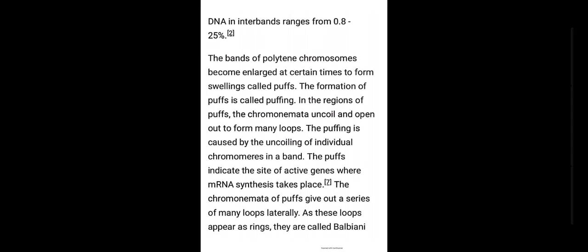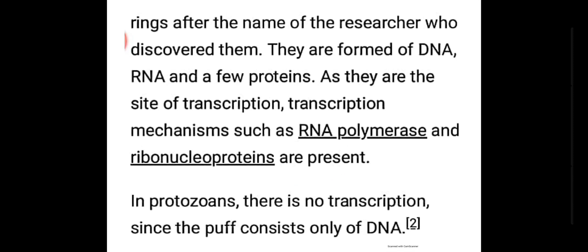The bands of polytene chromosome become enlarged at certain times to form swellings called puffs. The formation of a puff is called puffing. In the regions of puffs, the chromonemata uncoil and open out to form many loops. The puffing is caused by the uncoiling of individual chromomeres in a band. The puff indicates the site of active genes where mRNA synthesis takes place. The chromonemata of a puff give out a series of many loops laterally. As these loops appear as rings, they are called Balbiani rings after the name of the researcher who discovered them.